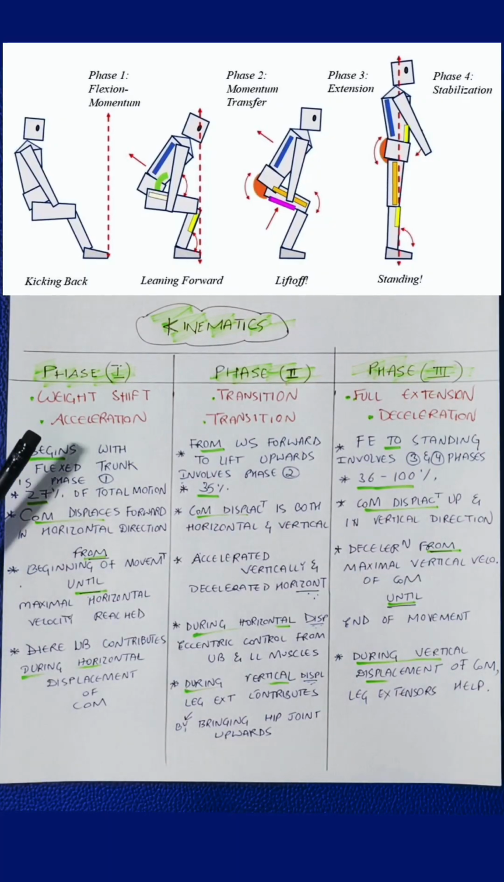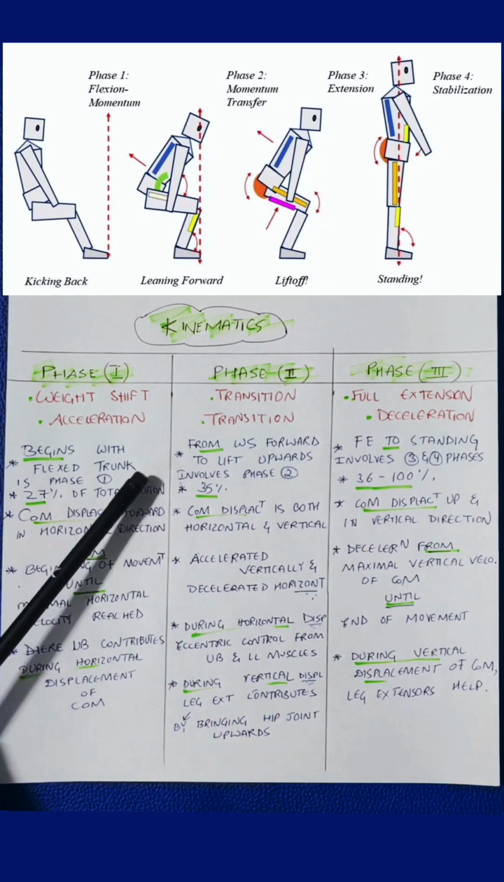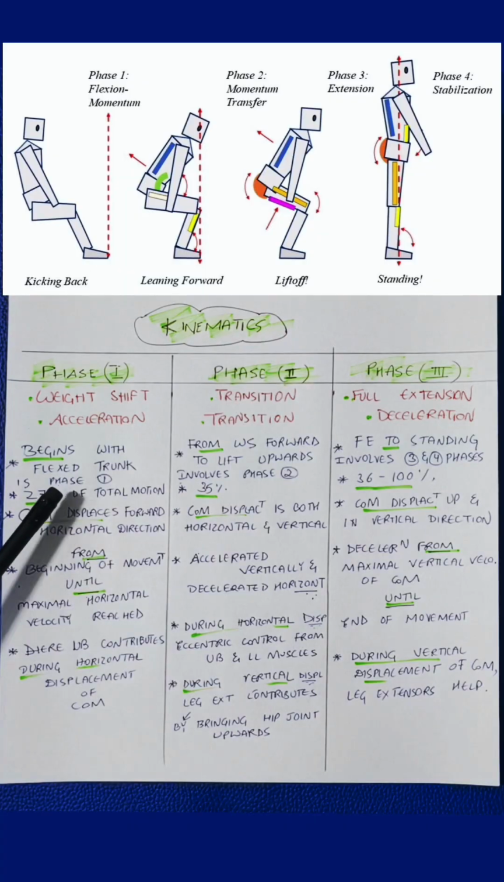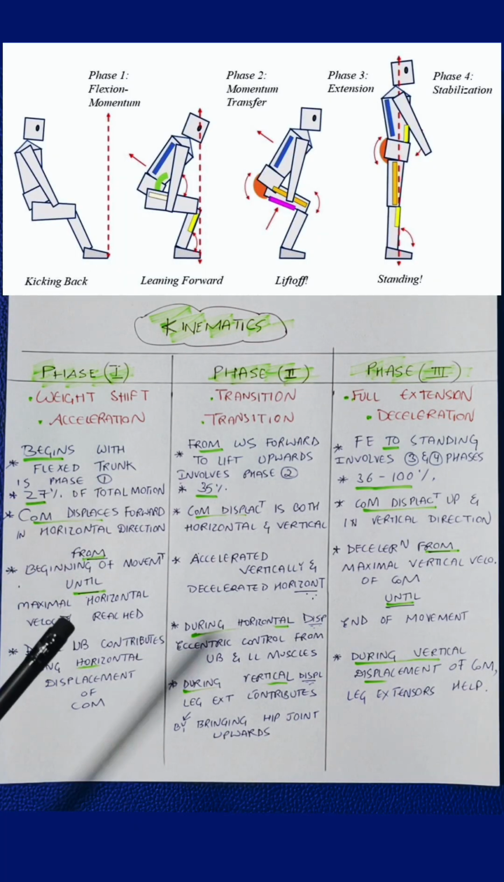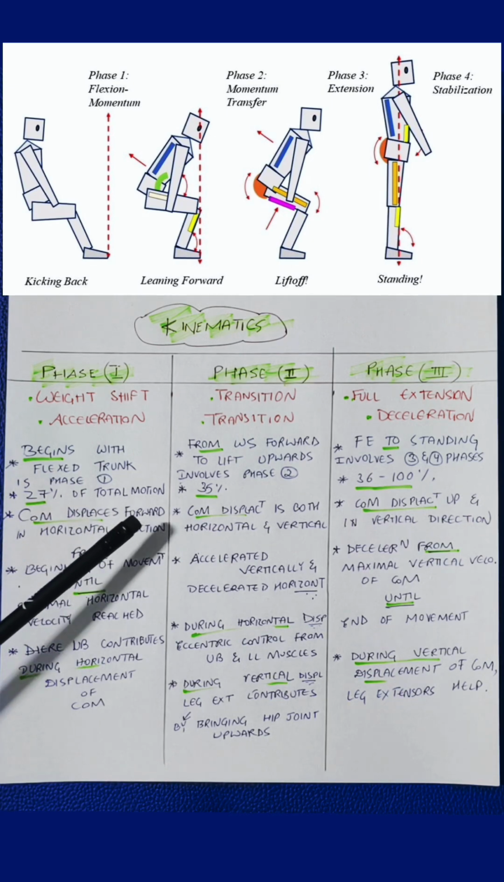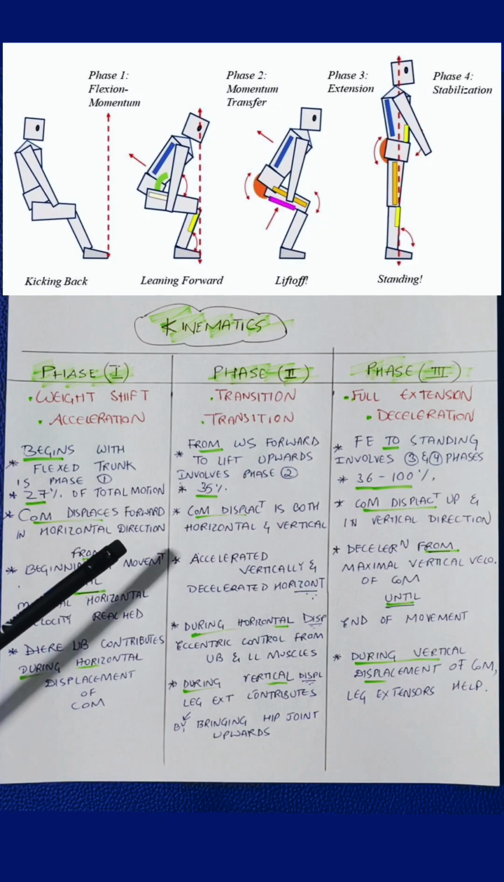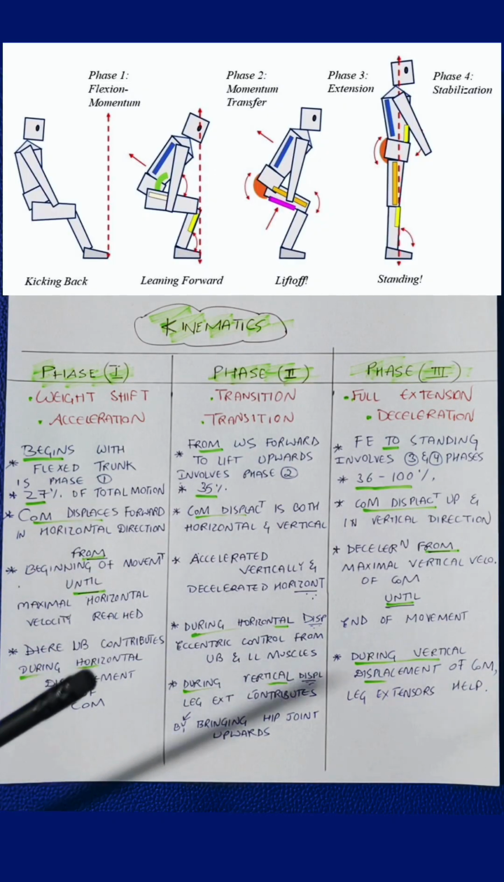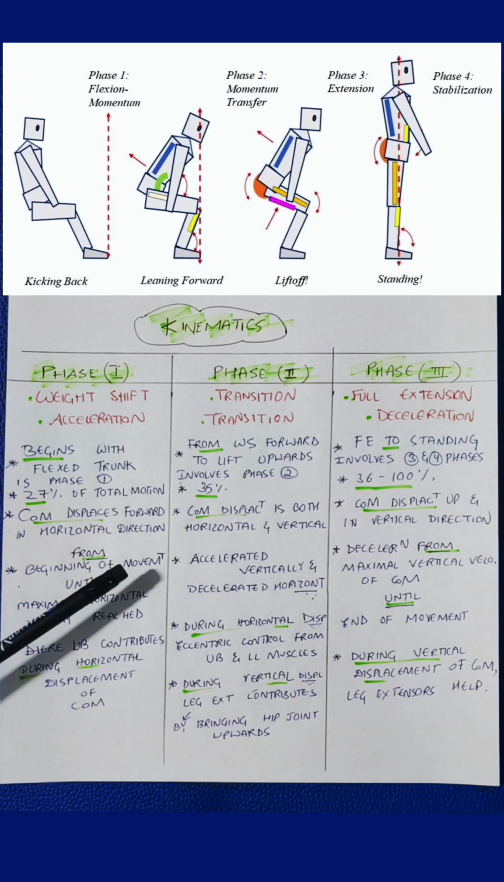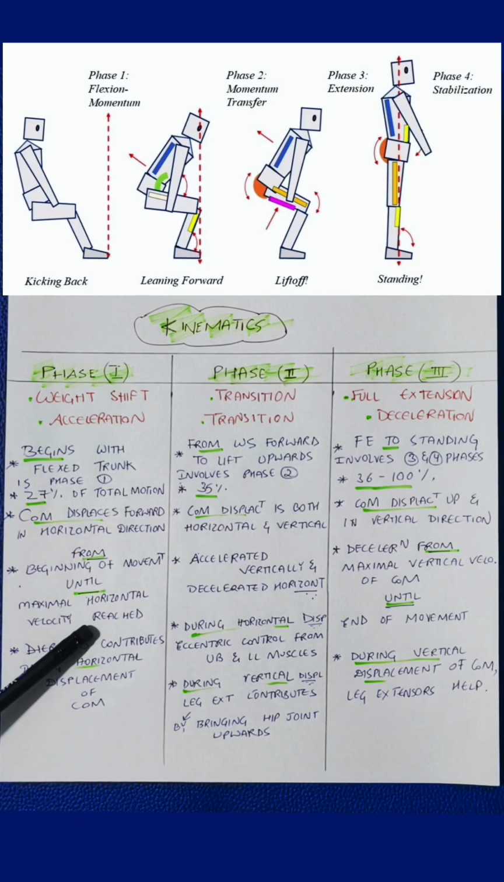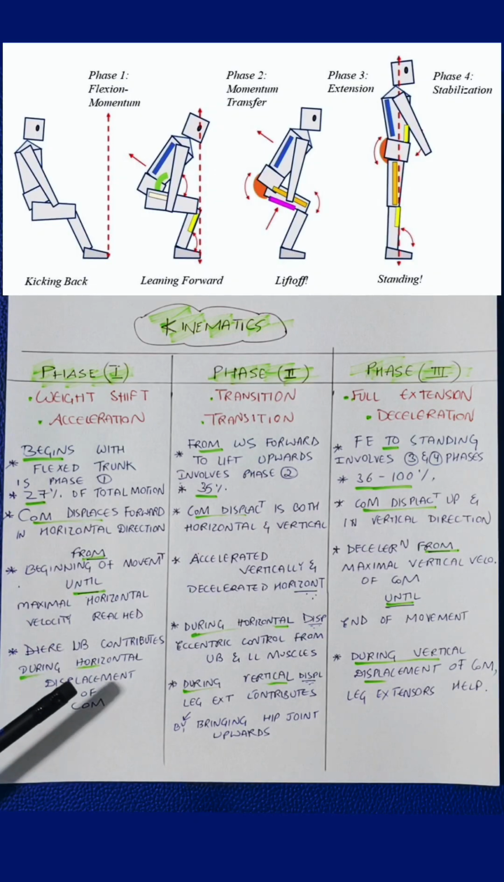Now here, phase 1 begins with a flexed trunk. That is the position in phase 1. Now 27% of the total movement is our phase 1. The center of mass is displaced forward in the horizontal direction. This phase starts from the beginning of the movement until the maximal horizontal velocity is reached. So here the upper body contributes to the horizontal displacement of the center of mass.